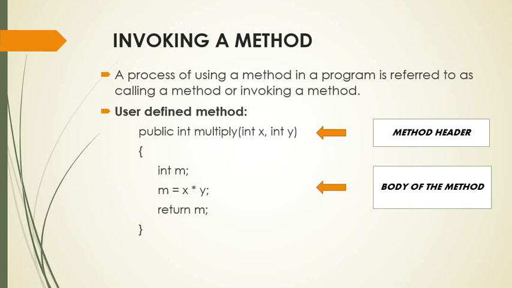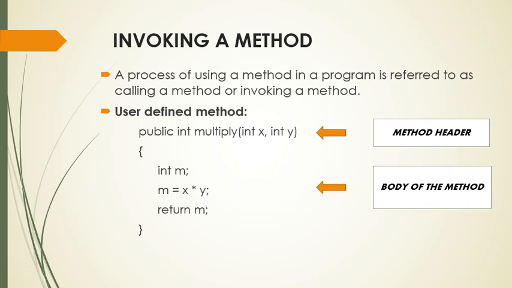In case of a user defined method, whenever a user is creating a method for a particular purpose to resolve a task, the user is creating its own method. So there exists a process by which the user can execute or call the method or invoke the method.